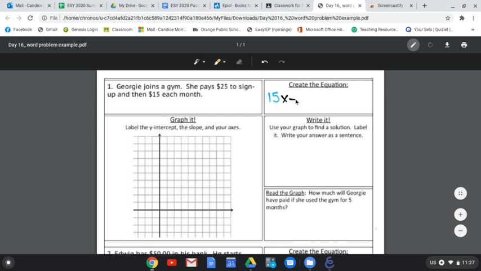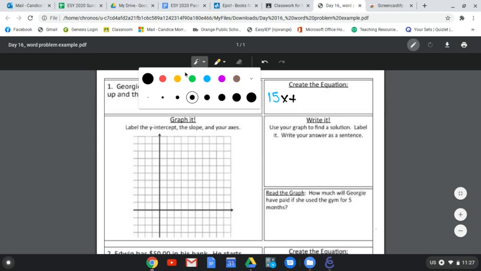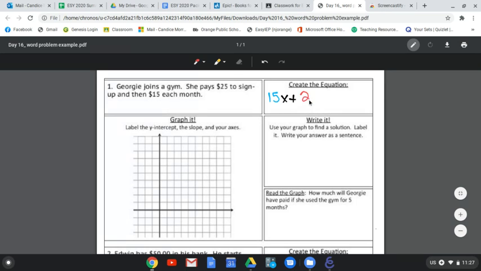Okay. Now what we do know also is that she signed up with a $25 sign-up fee. So she's going to pay that right off the bat. So we're just going to add that, so that's where she starts off. We're going to use red for that, and that's just going to be 25. So there you go. It's as simple as that. 15x plus 25. That's the equation that you get out of this, okay?